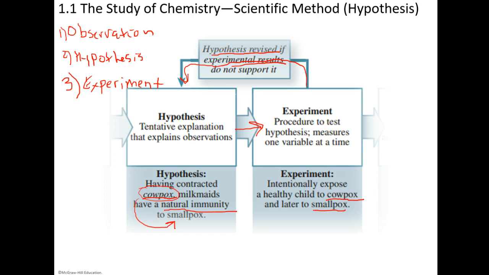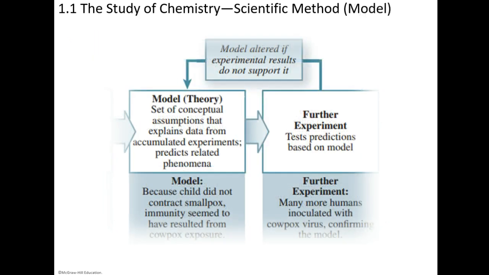All right. So the observation was milkmaids don't get smallpox. The hypothesis is that it's because they were exposed to cowpox. The experiment was to expose healthy individuals to cowpox and then later expose them to smallpox to see if they would get it. Okay. So the model, they call it a model, or the theory.